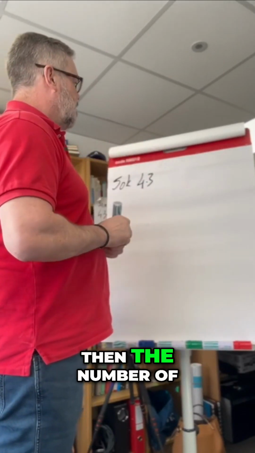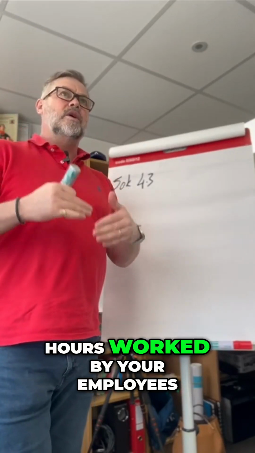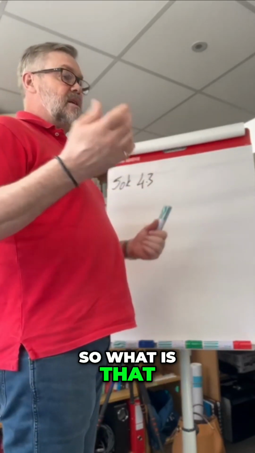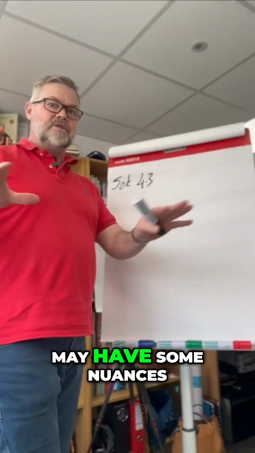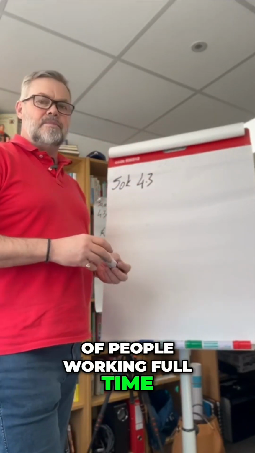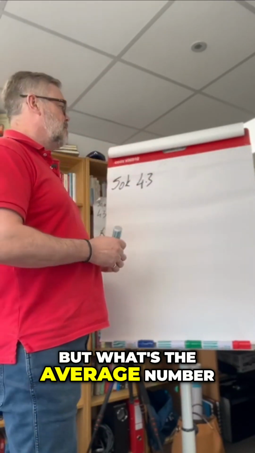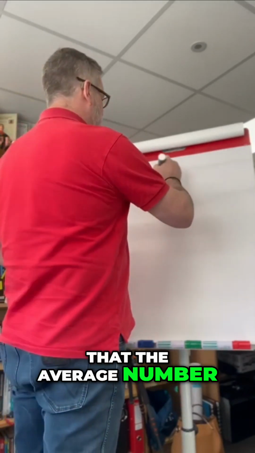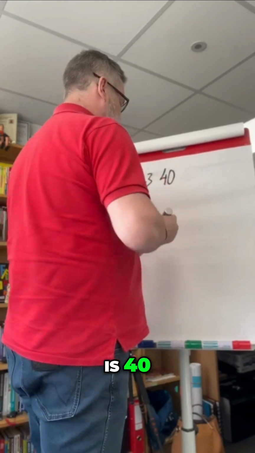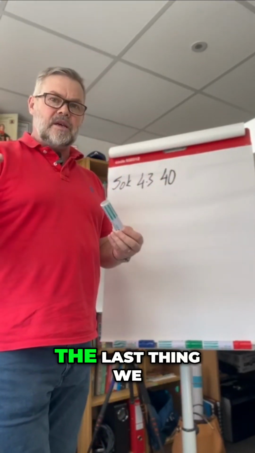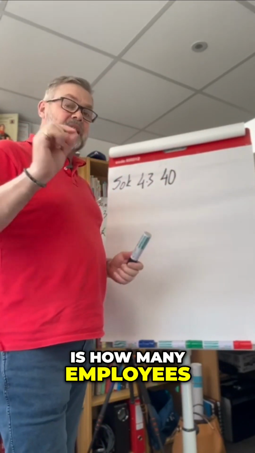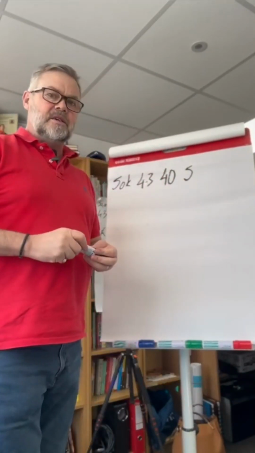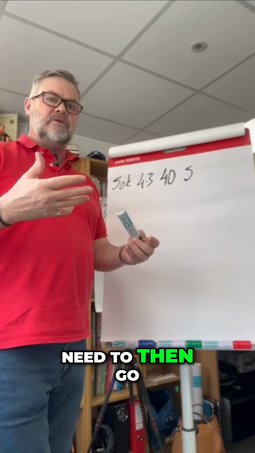We want to know then the number of hours worked by your employees, including yourself. So what is that? And again, it might be an average number because you may have some nuances of people working full-time, part-time, whatever that might be. But what's the average number? So again, for this notional business, I'm going to say that the average number is 40. Now, the last thing we need to know then is how many employees, including yourself. So this business has 5 employees. So now we've got the numbers that we need to then go do the calculation.